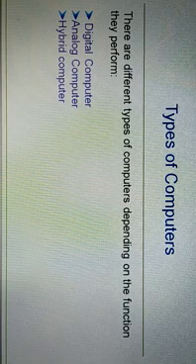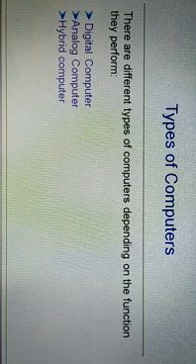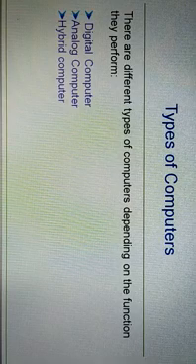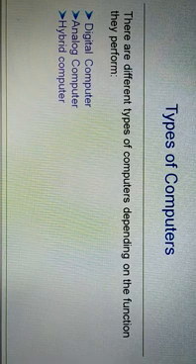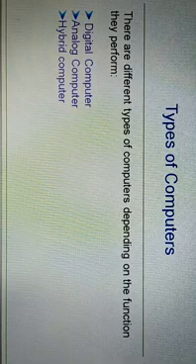So students, in this session you have learned about the evolution of different computing devices, and also the types of computers, that is, digital, analog and hybrid.